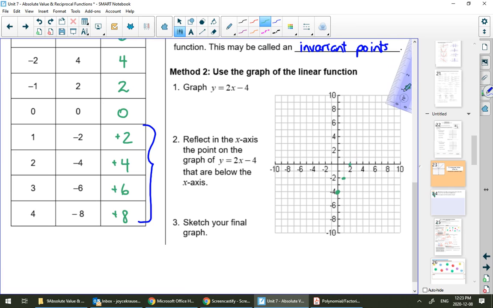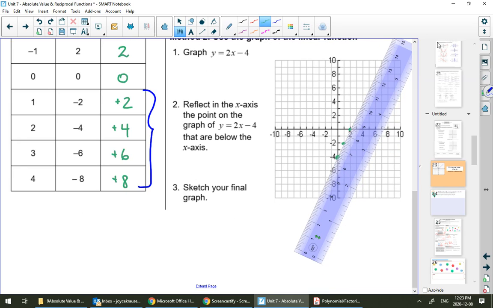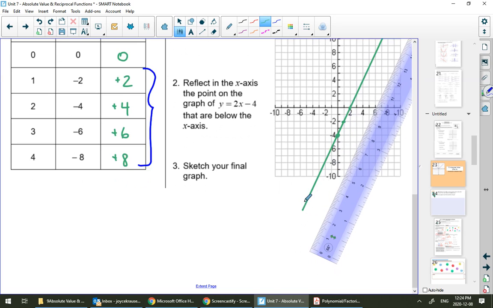And so we're going to pull out our ruler here to sketch that function. It's really important that everything lines up so that you can find the points you need without having to use a table of values all the time. All right, make sure that that graph extends through the entire grid, and then we draw our arrows.